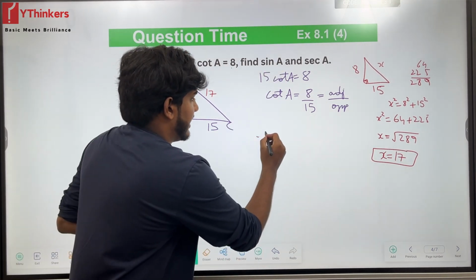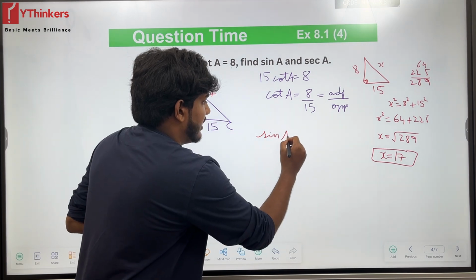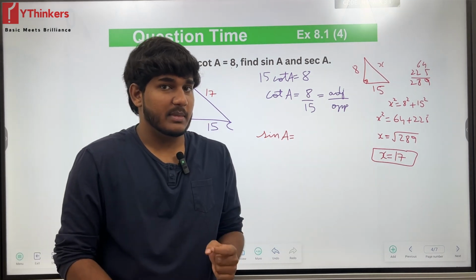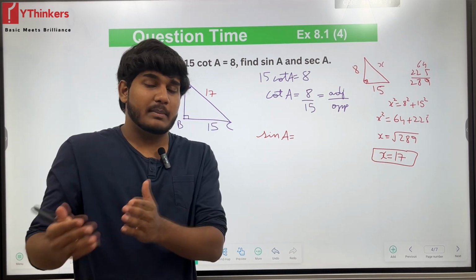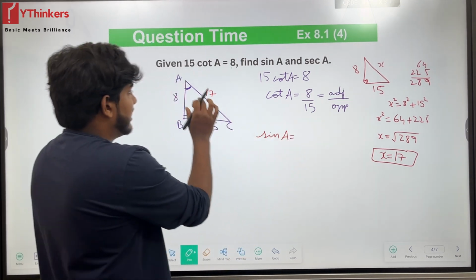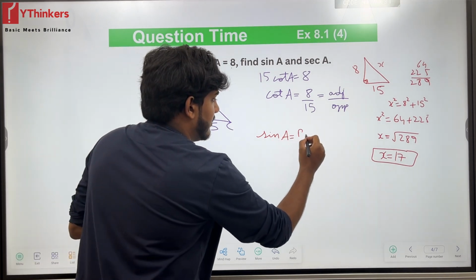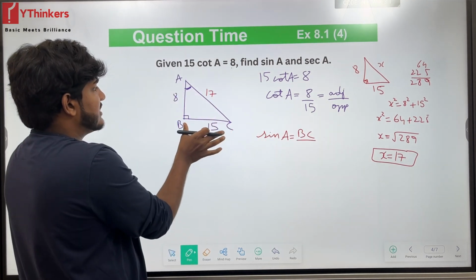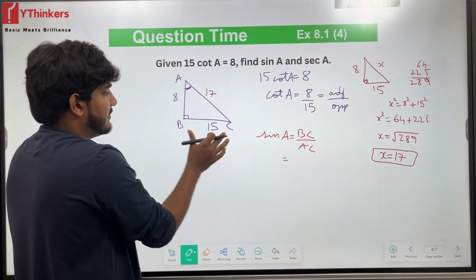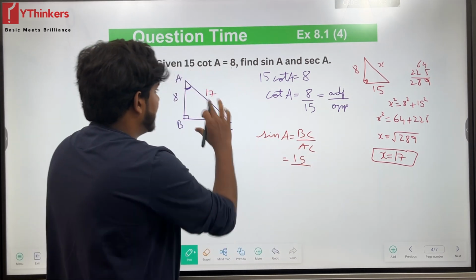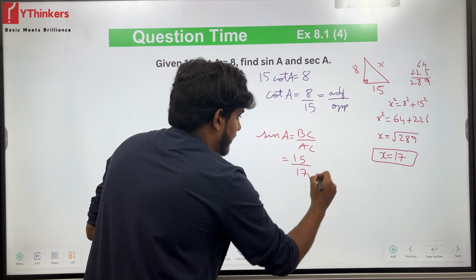Sine A, right? So can I write sine A? What is the sine A ratio? We know it is nothing but perpendicular upon hypotenuse, or opposite by hypotenuse. What is opposite to angle A? BC. BC by hypotenuse, which is nothing but AC. What is the value of BC? Which is 15, and the AC value is 17. So I've got my sine A.